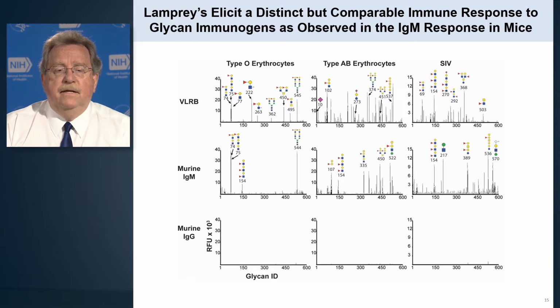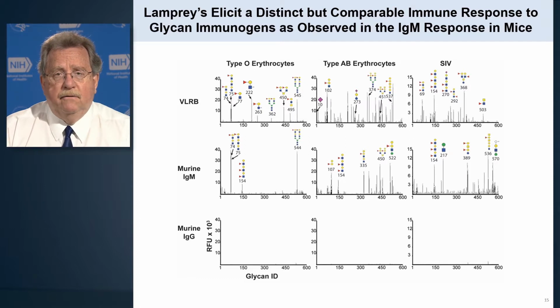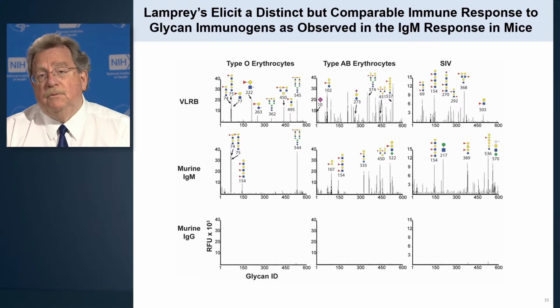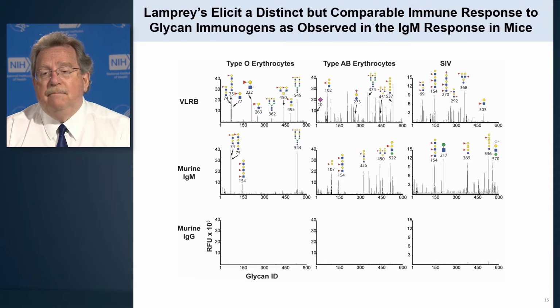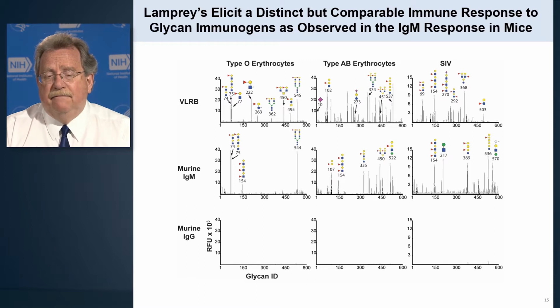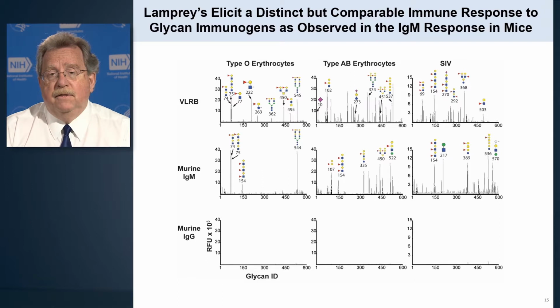Now, again, we've looked at many different kinds of antibodies made in the lamprey, but we wanted to compare, to see what's the difference if we immunize a lamprey versus immunizing a mouse with the same material. So here we immunized a mouse with different erythrocytes. Unfortunately, we had to use adjuvants for that in the mouse, with type O erythrocytes or type AB erythrocytes or a simian virus called SIV. As we immunize the mouse, we get murine IgMs or murine IgGs, and we immunize the lamprey with the same material without an adjuvant.